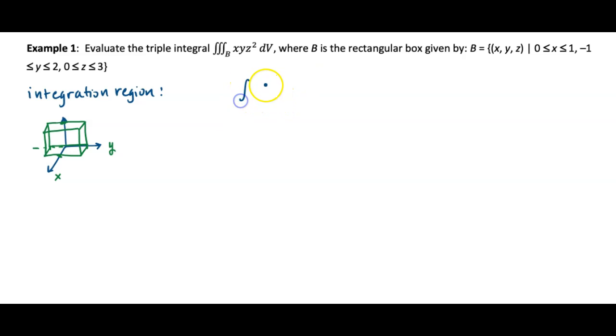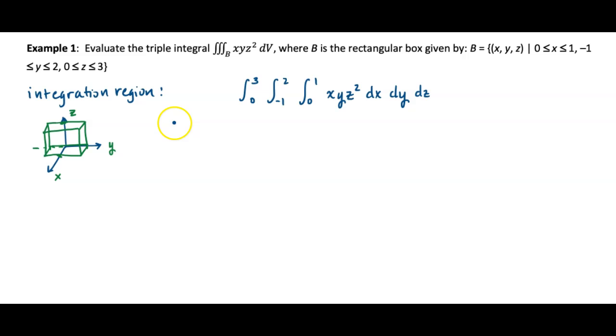So let's just set this up, giving ourselves plenty of room here, starting with dx, meaning that our inner bounds are going from 0 to 1. Then dy, meaning our middle bounds are going from -1 to 2. And dz, meaning our outer bounds are going from 0 to 3. So we want to integrate this over this rectangular prism of a region with x, y, and z boundaries.